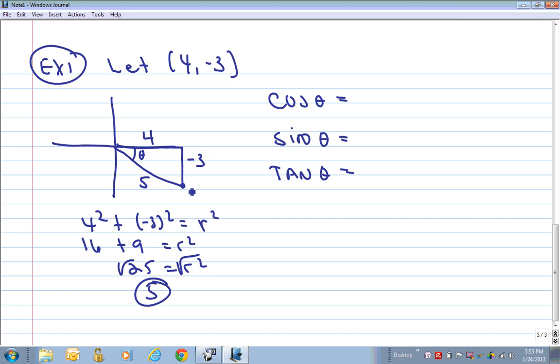We just use SOHCAHTOA again. Cosine we know is adjacent over hypotenuse. Sine is opposite over hypotenuse. Tan is opposite over adjacent. And we use our right triangle from our reference point. So cosine would be 4 over 5. Sine would be negative 3 over 5, and tan would be negative 3/4.